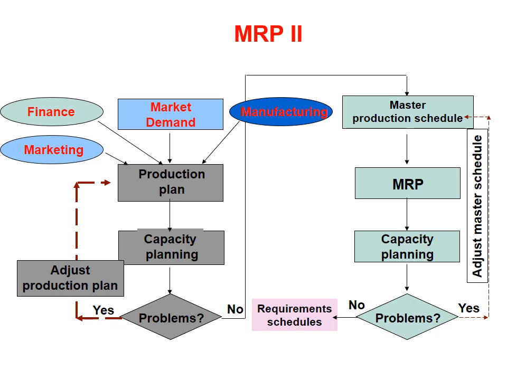To prepare the production plan, we need market demand, manufacturing, and finance and marketing situation. From that we can prepare the production plan and determine capacity planning. If there are problems, yes, adjust the production plan until we have no problem. So we go to the master production schedule and determine material requirement planning.